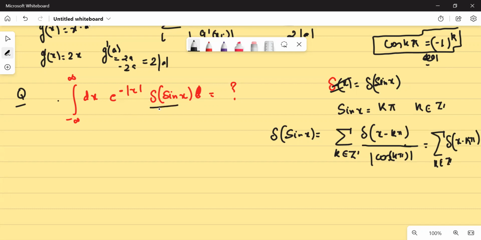Now, instead of all this, I can write this entire thing. So I'll keep the summation over k belonging to Z, and the minus, you can take it inside also, no worries about it. In fact, I'll take it inside only so that it does not bother you.